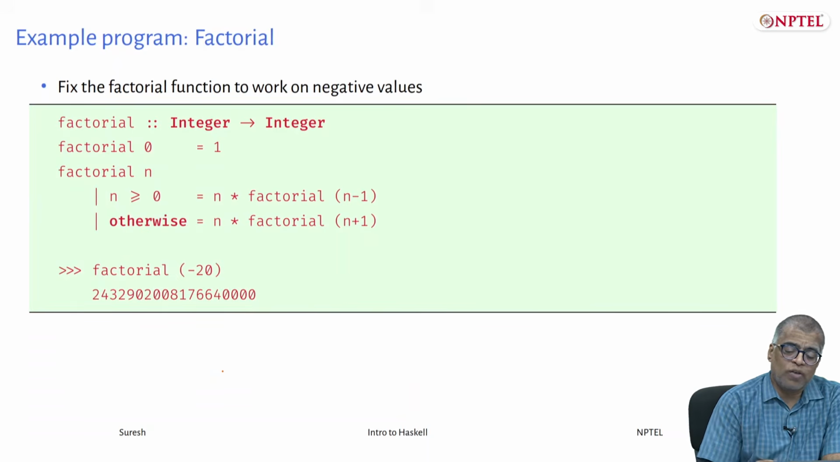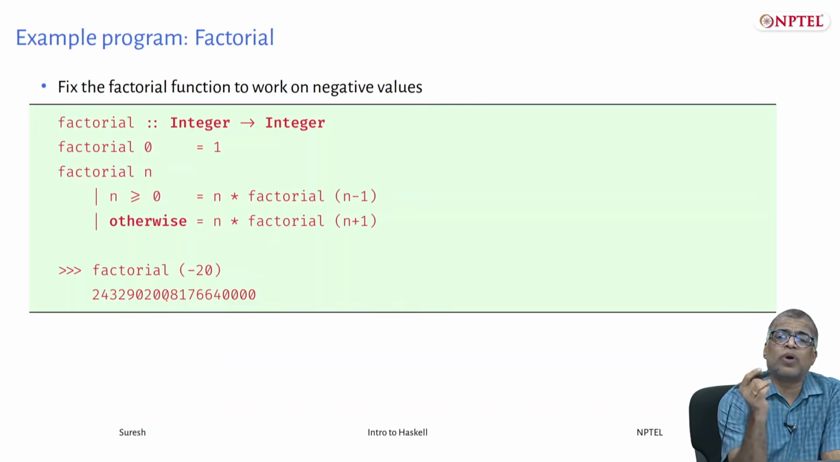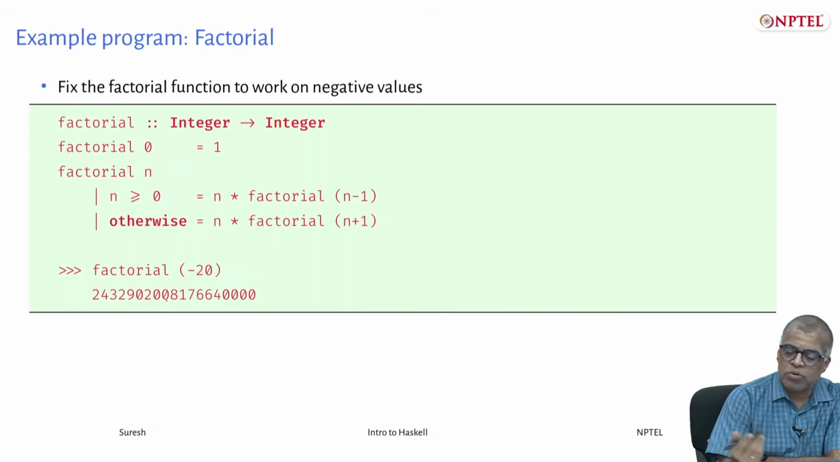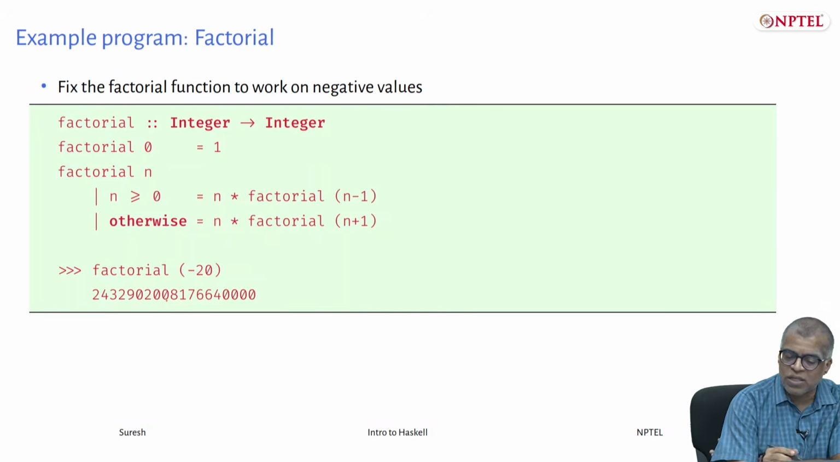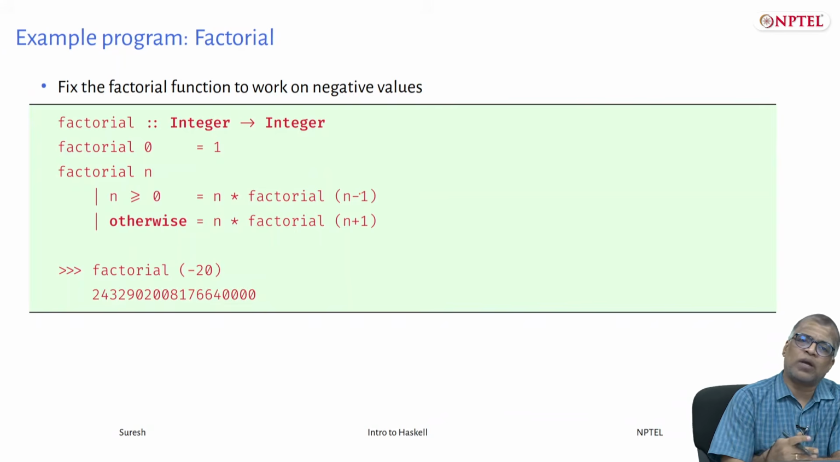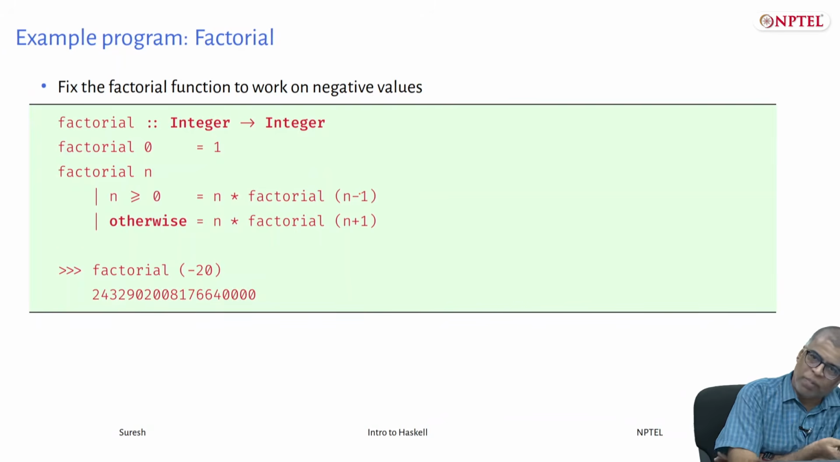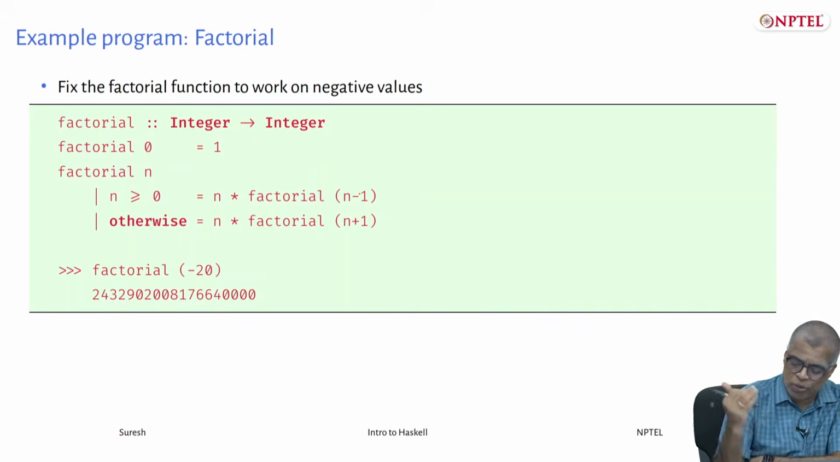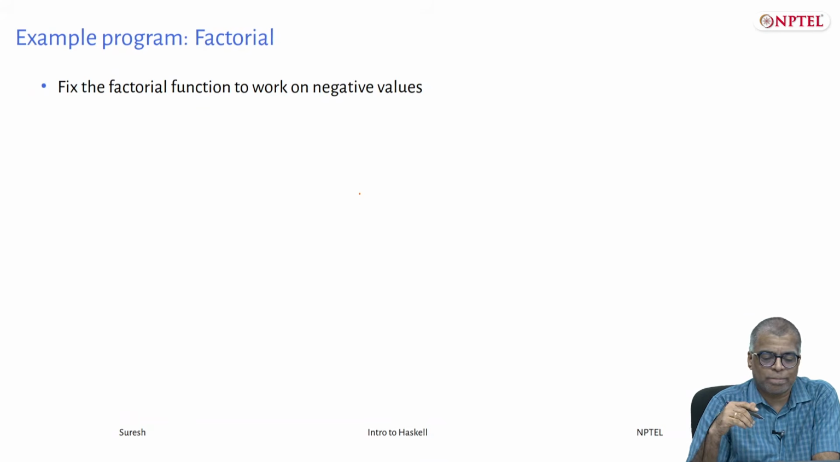But anyway, if I do factorial of minus 1, it will never terminate. So if I want to force it to terminate, I can do something silly like this. Factorial 0 is 1, and factorial n, if n is greater than or equal to 0, I will do n times factorial n minus 1. Otherwise, this means that n is less than 0, I will do n times factorial n plus 1. I will count from below towards 0. I could do that.